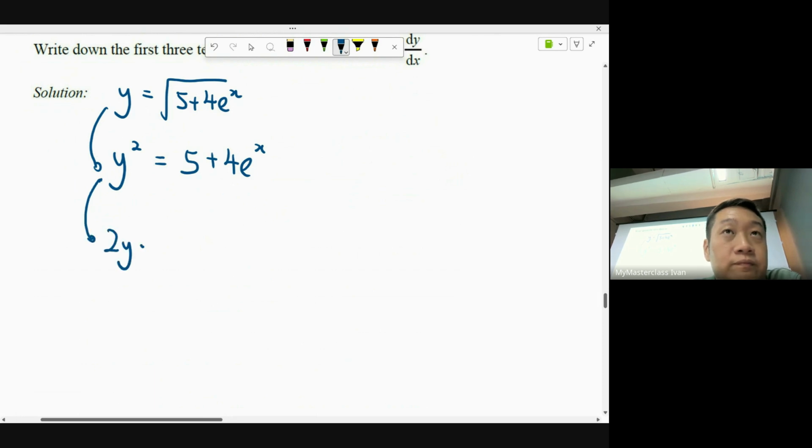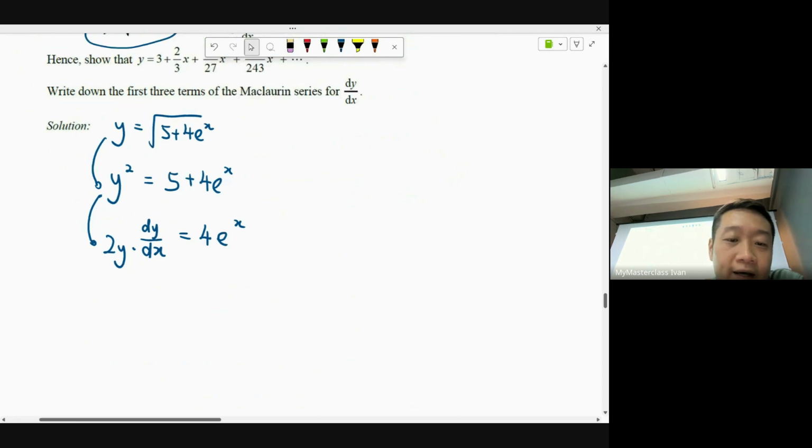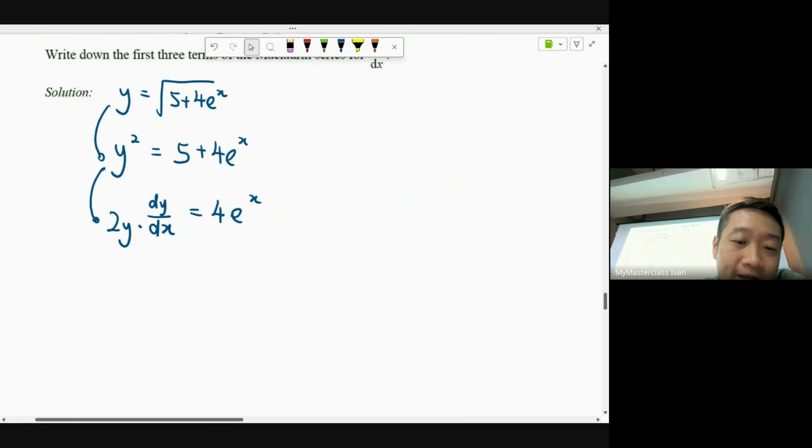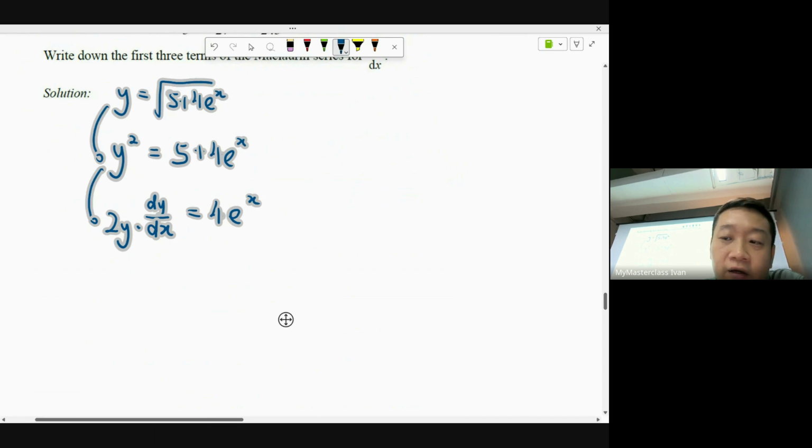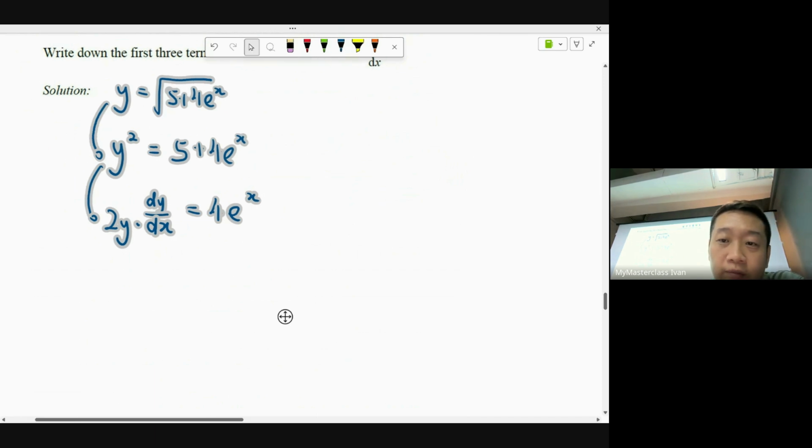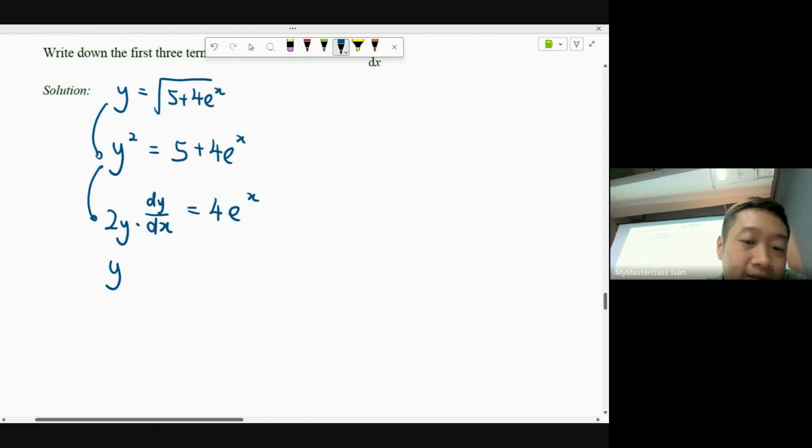Times? Yeah, dy/dx equals, differentiate this, Wesley. I know you're very weak in e power. Yes, just 4e^x. Okay, can you see? Is that what they want? Yes, that's almost what they want already. All I need to do is to divide by 2 on both sides. So y dy/dx is equal to 2e power x.